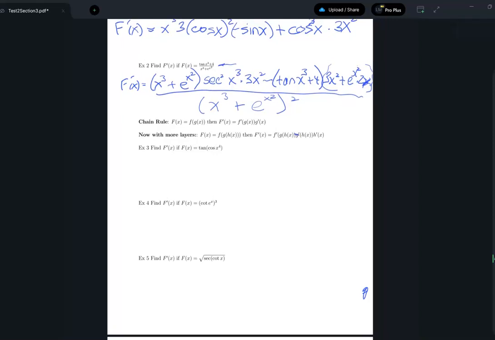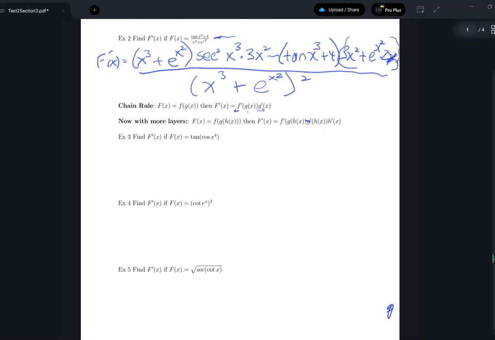Okay, here we go. So 3 layers can happen. So with 2 layers, you take the derivative of the outside, carry the inside along, derivative of the inside. With 3 layers, you're going to take the derivative of the most outside, carry the inside along, and then take the derivative of the next layer, carry the inside along, and then finally multiply by the derivative of the most inside. So you'll know you're done when you don't carry an inside along any longer.